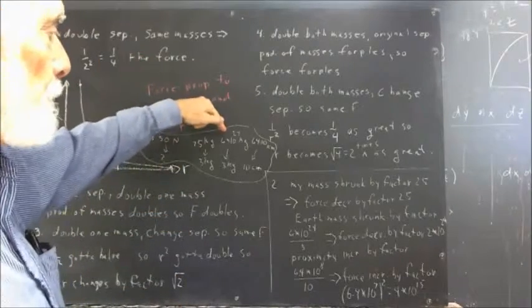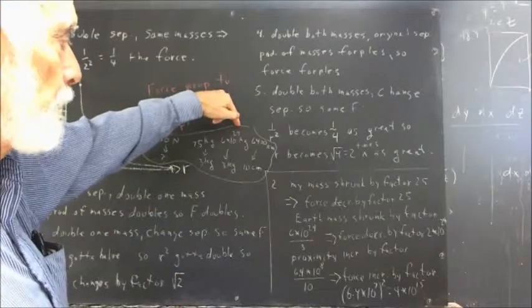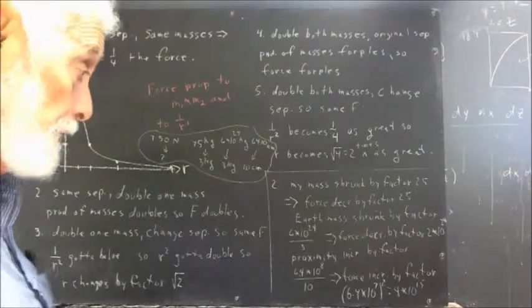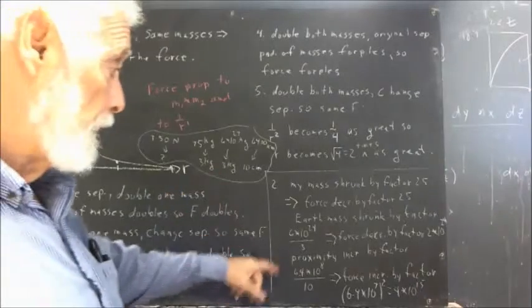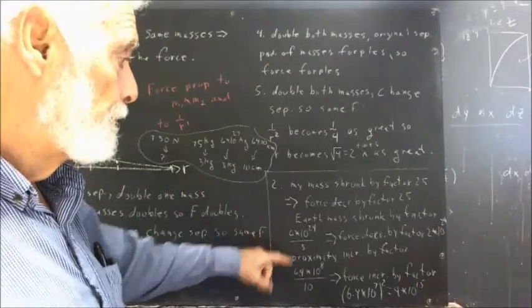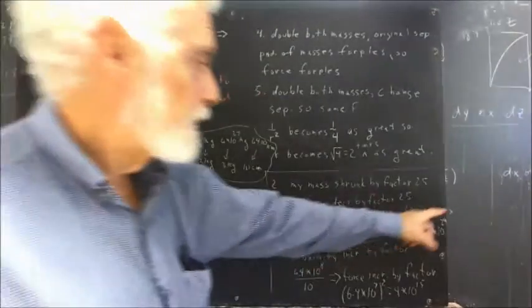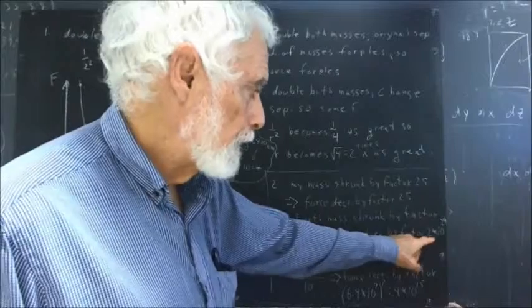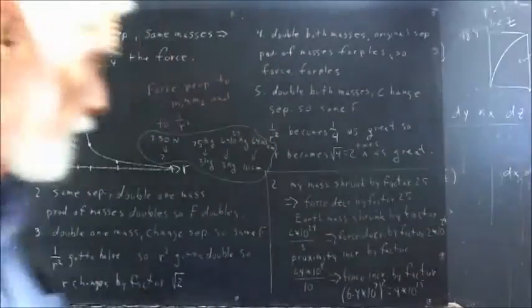Now, if we also replace the 6 times 10 to the 24th kilograms of the Earth by another 3 kilogram mass, we're going to get a factor of 6 times 10 to the 24th over 3. That's 2 times 10 to the 24th. The force will decrease by an additional factor of 2 times 10 to the 24th.